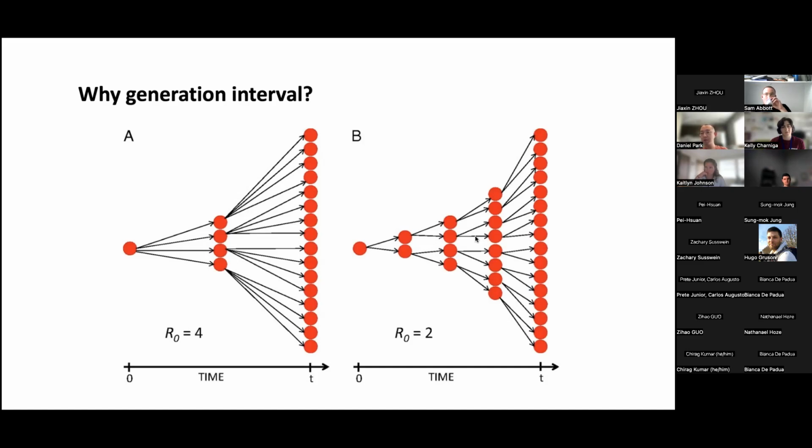So given epidemic growth rate, a longer generation interval typically leads to higher R naught. This is the basic theory, and this is why we care about getting accurate estimates of generation interval, especially during early outbreaks.